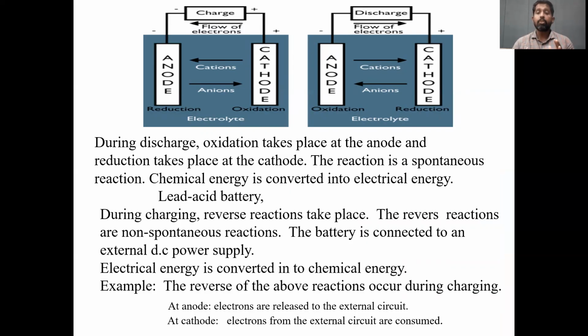And what happens during charging? The reverse reaction happens. This reverse reaction will be non-spontaneous in nature. How do we bring about this reverse reaction? By connecting to an external direct current, DC power supply. The batteries which can reverse, we call secondary batteries. So this is simple chemistry happening during the operation of a battery. Okay, we'll go to the next slide.